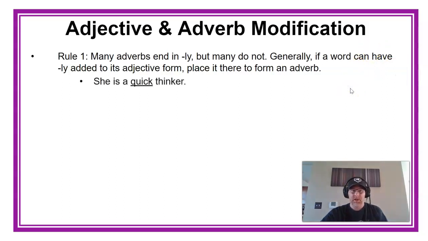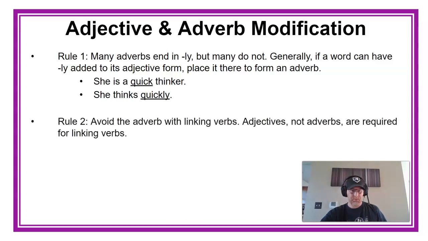For example, she is a quick thinker. What kind is she? She's quick. That's an adjective. But if you change that around and say she thinks quickly, then you're saying to what extent does she think? Quickly. So you have an adjective in the first sentence, but then by adding the ly and placing it after the verb, it becomes an adverb.